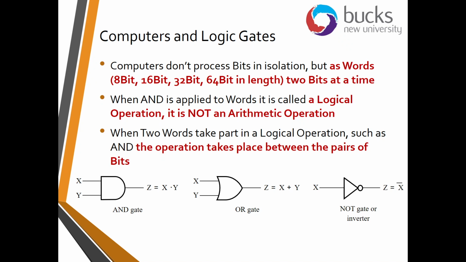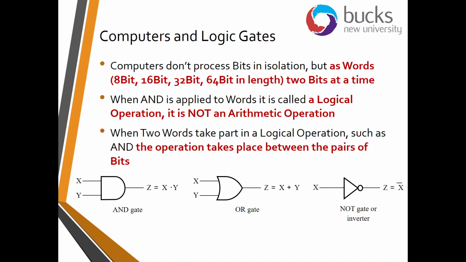So when an AND gate is applied to words, it is called a logical operation. It is not an arithmetic operation. We've covered binary arithmetic, for example, taking two bits at a time and adding them together. But in a logical operation, we're applying the logic of the gate. So in AND logic, we have to have all the inputs 1 to get an output of 1.